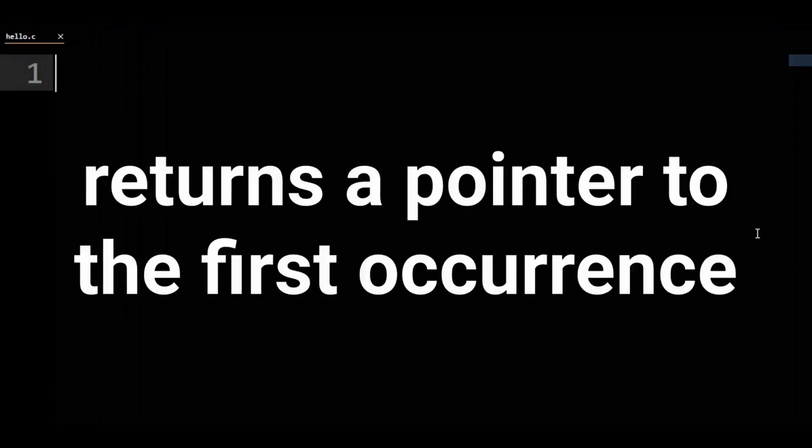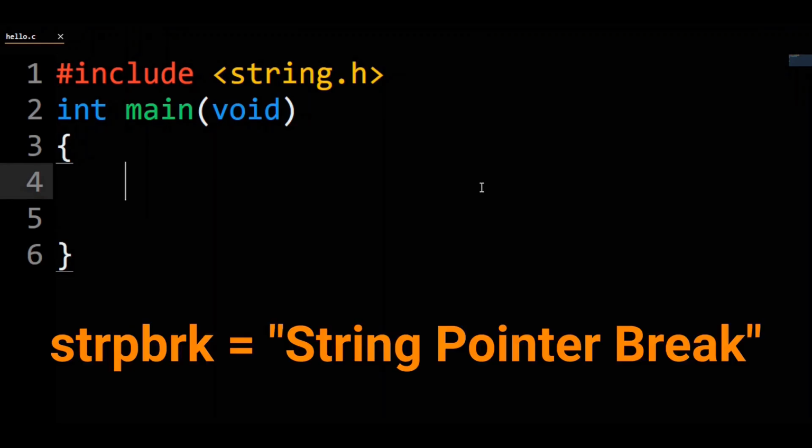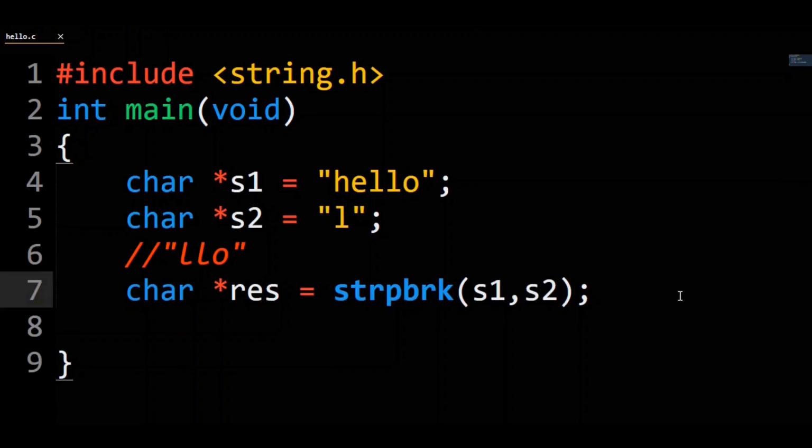strpbrk in C returns a pointer to the first occurrence of any of the characters you are looking for. First off, strpbrk stands for string pointer break. Let's say you are looking for L in the string hello.